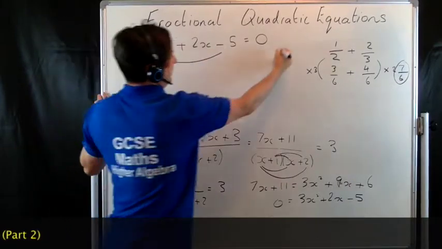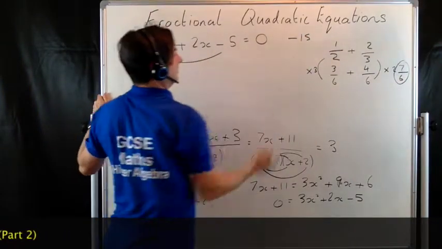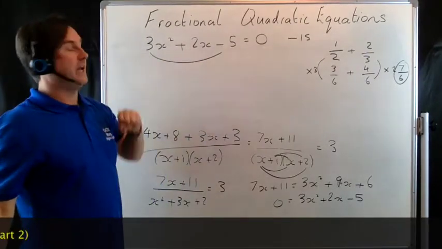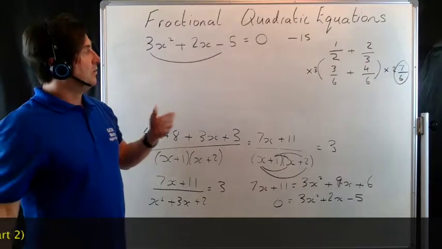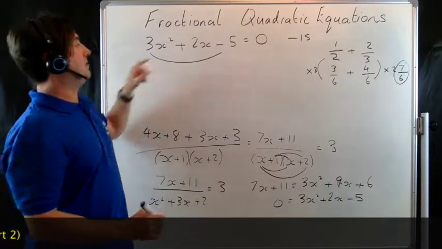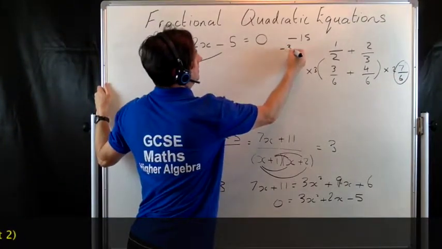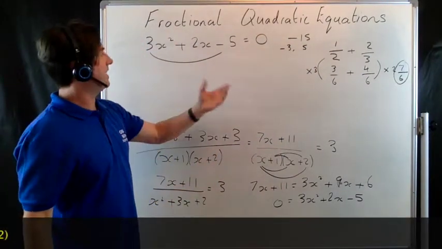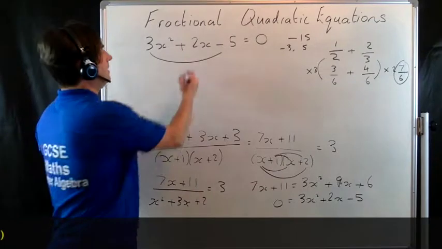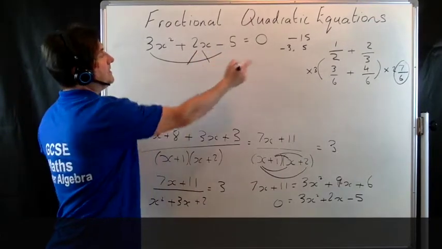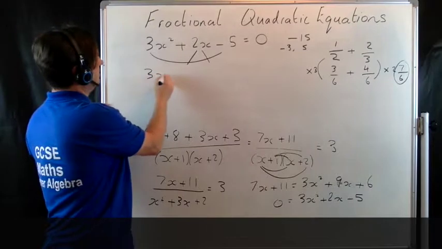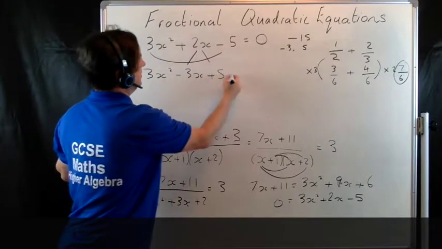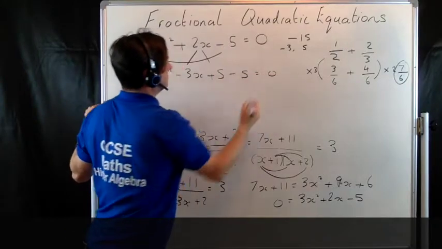Multiply the 3 by the minus 5, which gives me minus 15. I'm now looking for two numbers that multiply to give negative 15 and add to give positive 2. Those two numbers are going to be minus 3 and 5, because minus 3 times 5 gives me negative 15. Minus 3 add 5 gives me the 2x. I now split my 2x into those two numbers: 3x squared minus 3x plus 5x minus 5 equals 0.